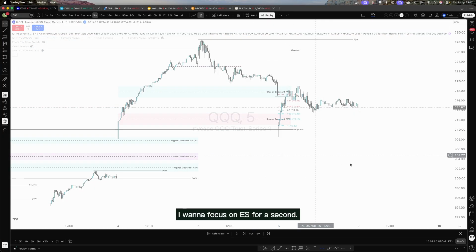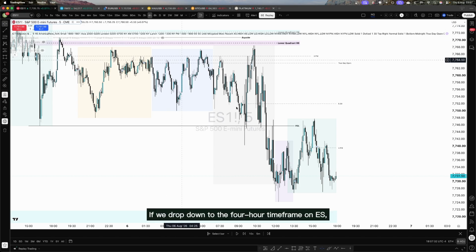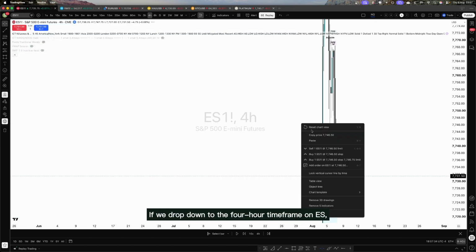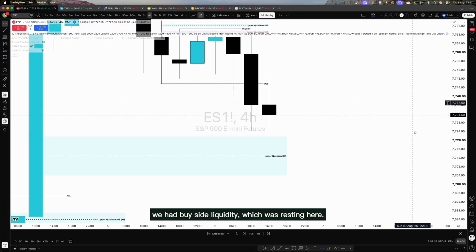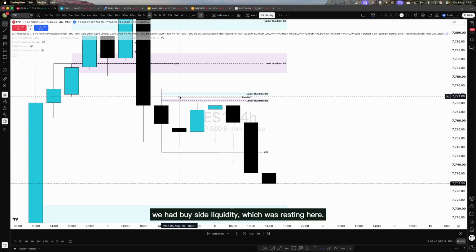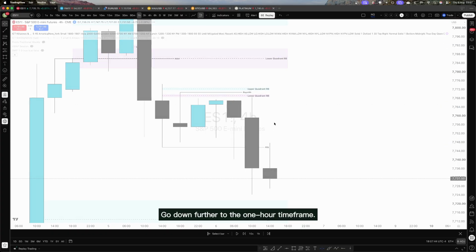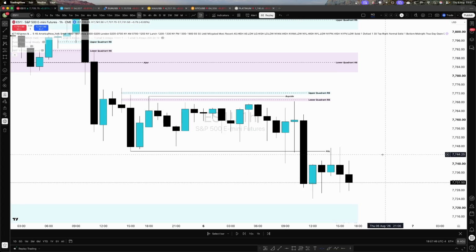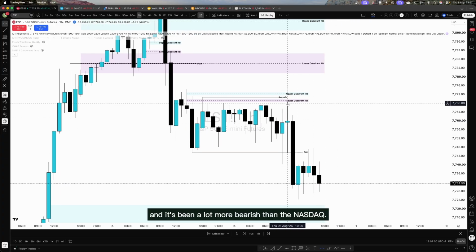I want to focus on ES for a second. If we drop down to the 4-hour time frame on ES, I want to focus here. We had buy side liquidity, which was resting here, and we also had previous day low here. Go down further to the 1-hour time frame, and we can see it was pretty much accumulating, and it's been a lot more bearish than the Nasdaq.